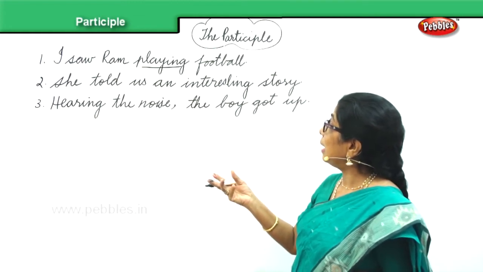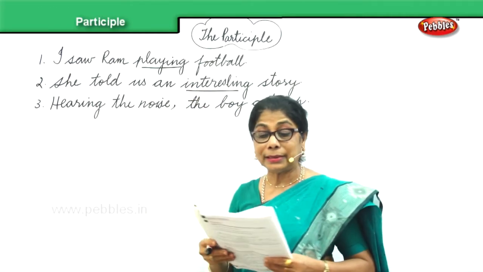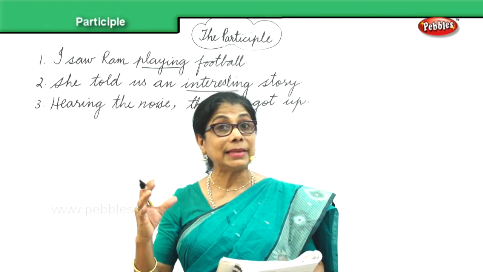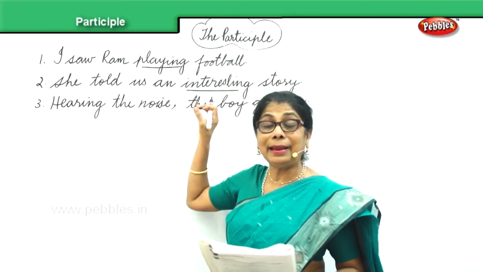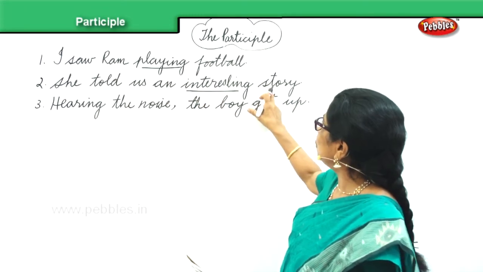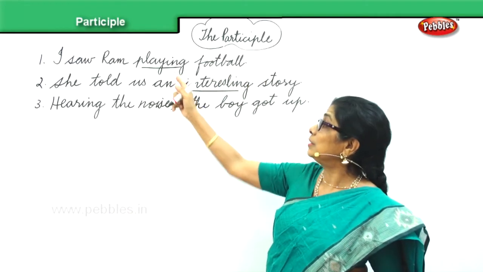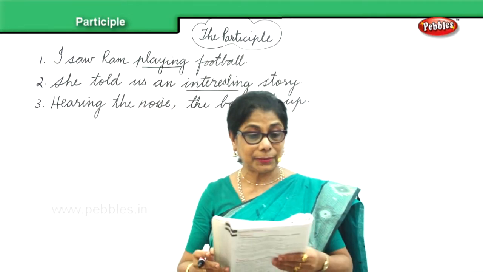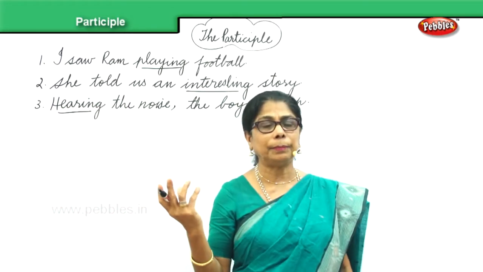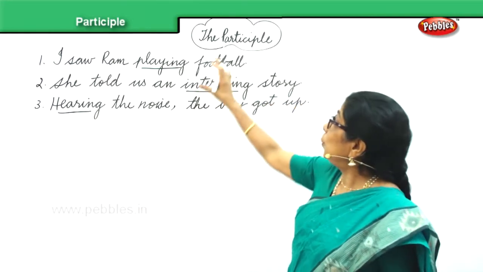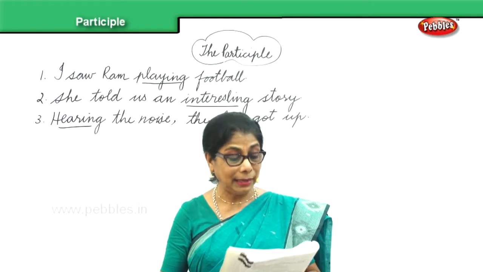She told us an interesting story. We said participle is partly a verb, partly an adjective. When you say story, what kind of story? Interesting story. So here it is like an adjective and there it's a verb. Hearing the noise, the boy got up. Hearing, that's a verb. So we are talking about participle being partly a verb and partly an adjective.